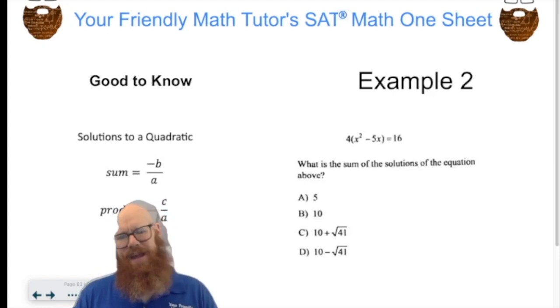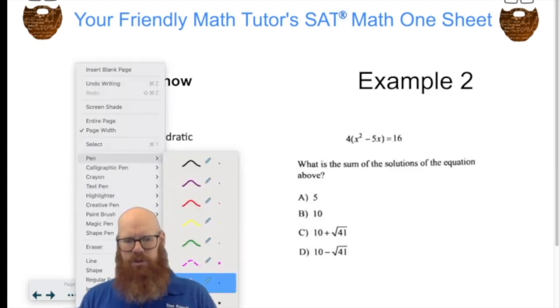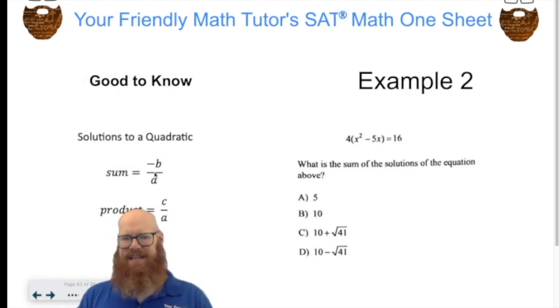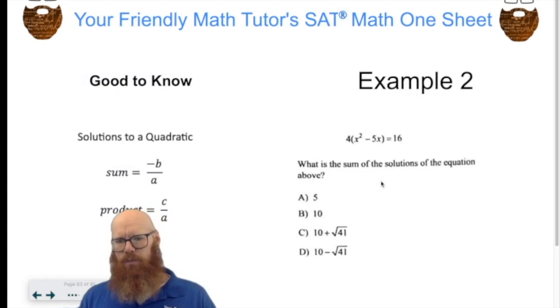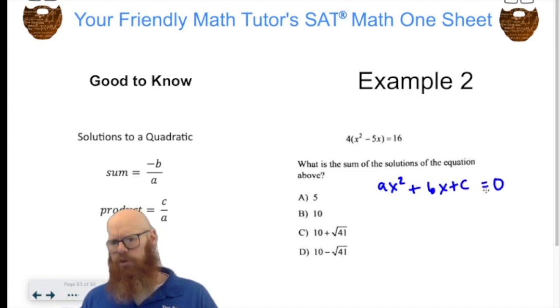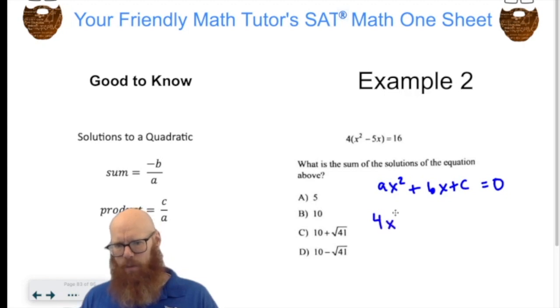All right, so next we are going to take a look at the solutions to a quadratic. I have the product one here, which is c over a, but the most common one that I've seen on the SAT is the sum. This can save time, but the first thing we want to make sure of is that it is in the standard form, ax squared plus bx plus c equals 0. So to get this to look like that, I'm going to distribute the 4. So I'm going to get 4x squared minus 20x, and then I'm going to bring the 16 over.